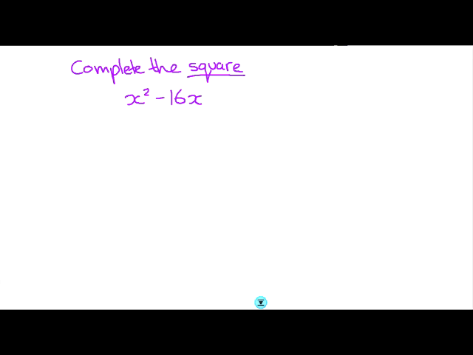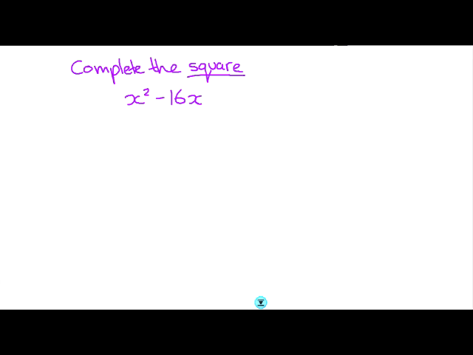Hi guys, in this video we're going to have a look at how to complete the square. Now we're going to start off really simple by drawing squares and completing them, and then we're going to move on to a far more fluent method with coefficients of x squared and with coefficients of x that don't factorize very easily. So please stay tuned for the whole video because it's going to take you through all the different skills.